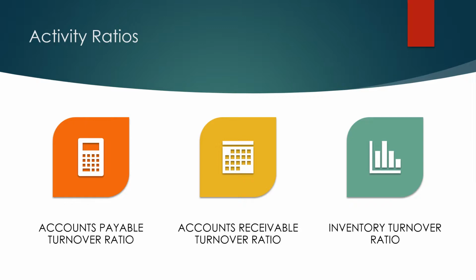The activity ratios consist of the accounts payable turnover ratio, which measures how effectively a company pays its bills, the accounts receivable turnover ratio, which measures the number of times that a company collects the average receivable balance in a year, and the inventory turnover ratio, which measures the number of times that it takes a company to sell its average level of inventory.